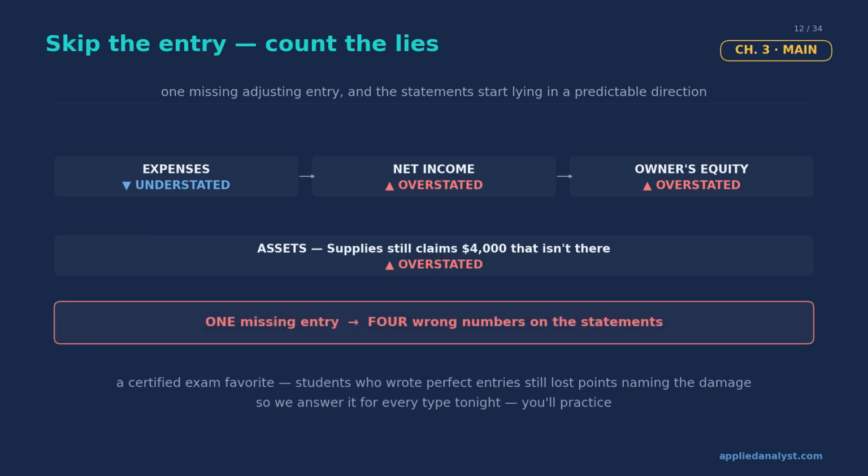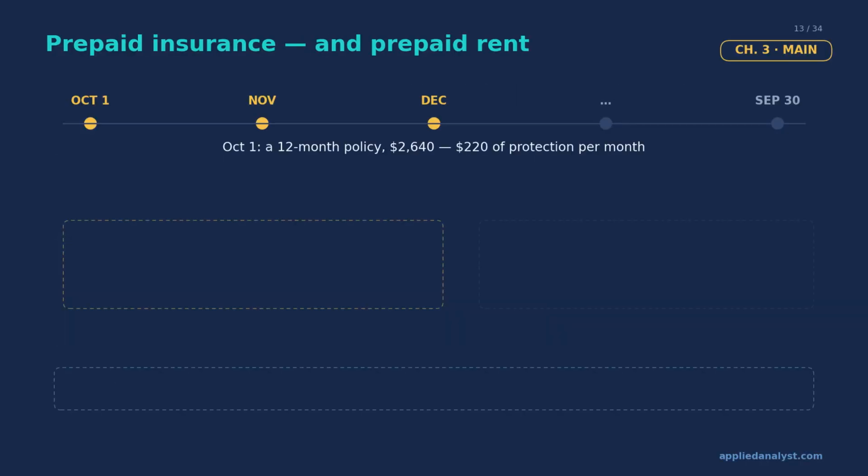This "what happens if we skip it" question is a certified exam favorite, so we'll answer it for every type tonight. And a pattern from my teaching days, students who could write the entry perfectly still lost points here, because they never practice naming the damage. You'll practice. Same movie, different actor.